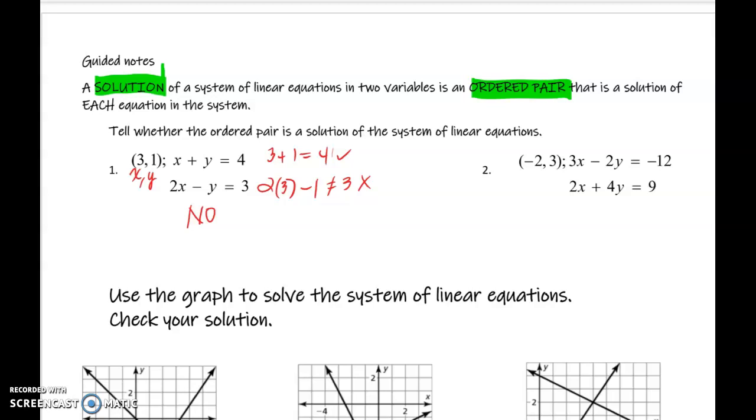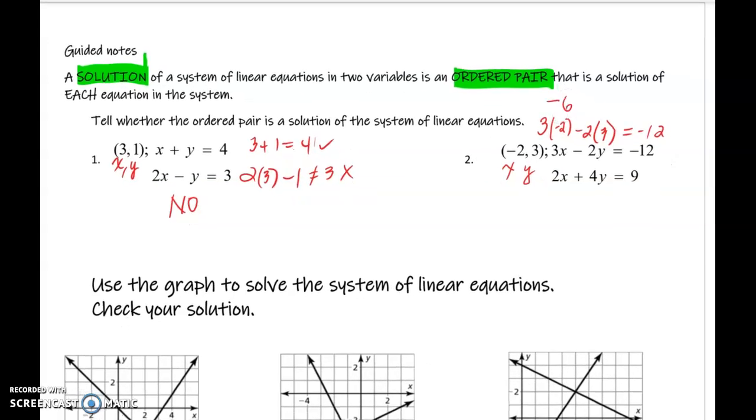Let's check the second one. So we have x is negative 2 and y is 3. I'm going to just show my work above since I don't have a lot of room here. So when x is negative 2, 3 times negative 2, and then 2 times 3, this gives me negative 6 minus 6, which does equal negative 12. So it is a solution for the first equation. Let's try it down here in the second one.